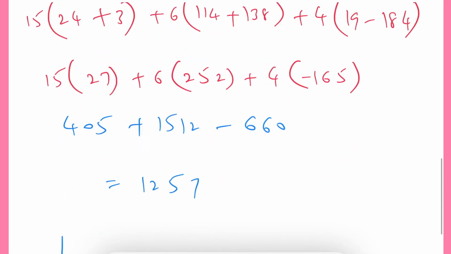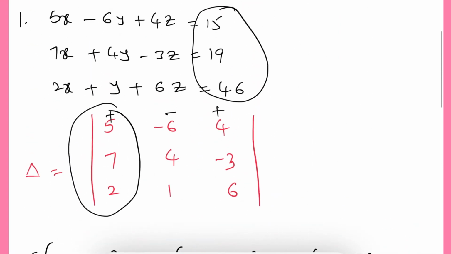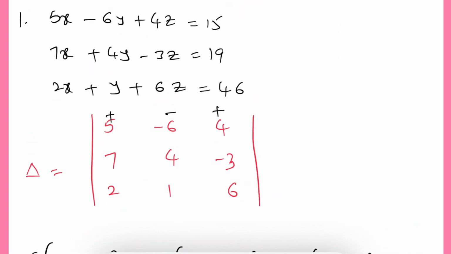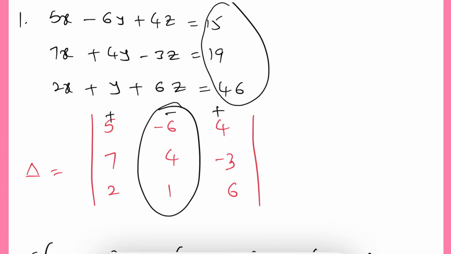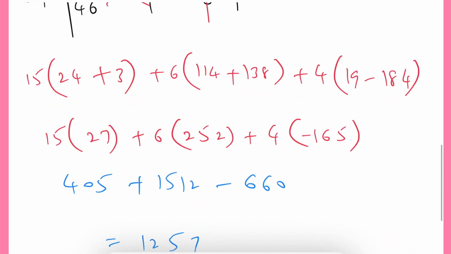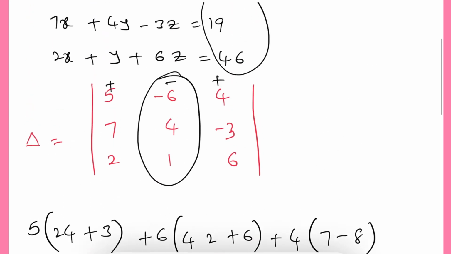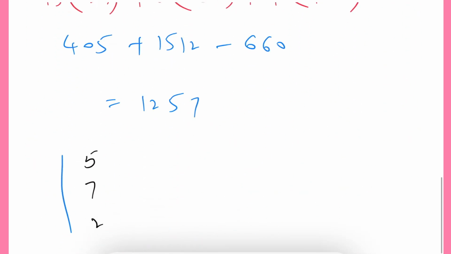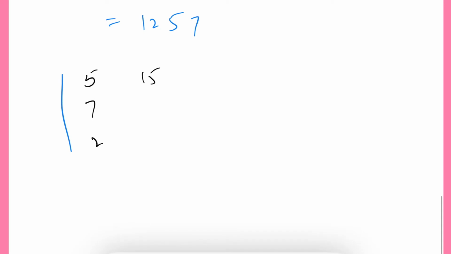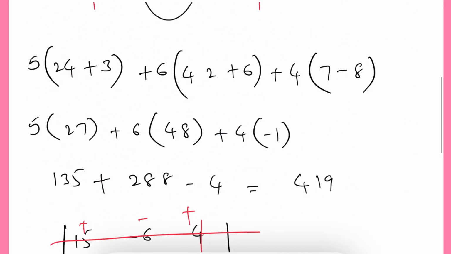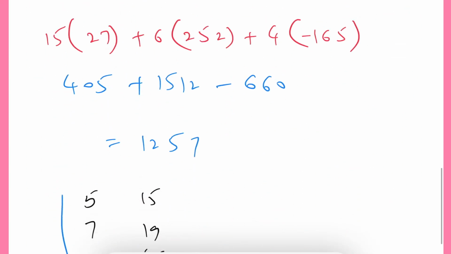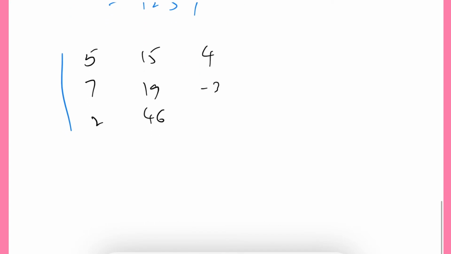Okay, now let us move to delta 2. In this delta 2, what we need to do is, the second column we need to replace. This second column we need to replace with these constant numbers. So the first column will be 5, 7, 2. Now the second column will be replaced with the constants 15, 19, 46, and the last column 4, minus 3, 6. Okay, this is delta 2 now.